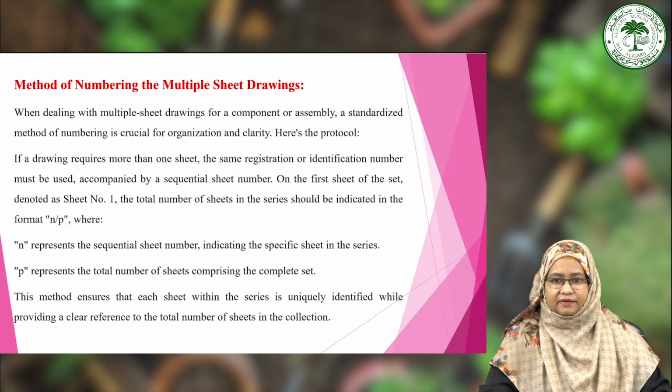Coming to the method of numbering the multiple sheet drawing, it's essential to employ a standardized method for numbering to maintain organization and clarity. Here's how it works. When multiple sheets are needed for a drawing, they should all carry the same registration or identification number along with the sequential sheet number. On the initial sheet, identified as sheet number 1, the total number of sheets in the series should be indicated in the form of N/P, where N denotes the sequential sheet number, specifying the sheet within the series, and P indicates the total number of sheets in the set.